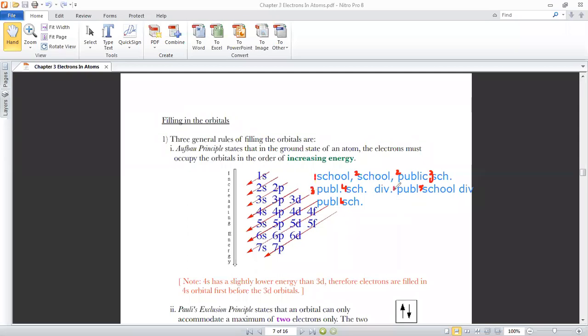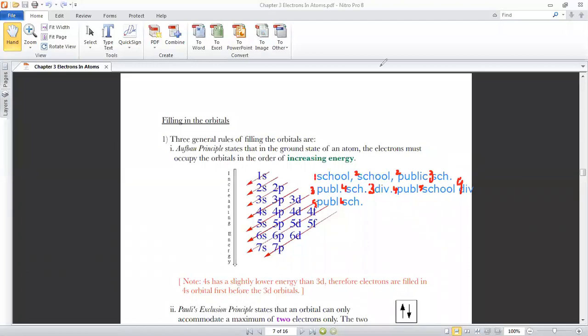then 4, and then 5. And you know d subshell starts from the third shell. It is not present in the first and second shell, which are smaller shells. So d cannot be present there. So start numbering from 3, and then 4. You will see that you have the same arrangement, the same pattern.